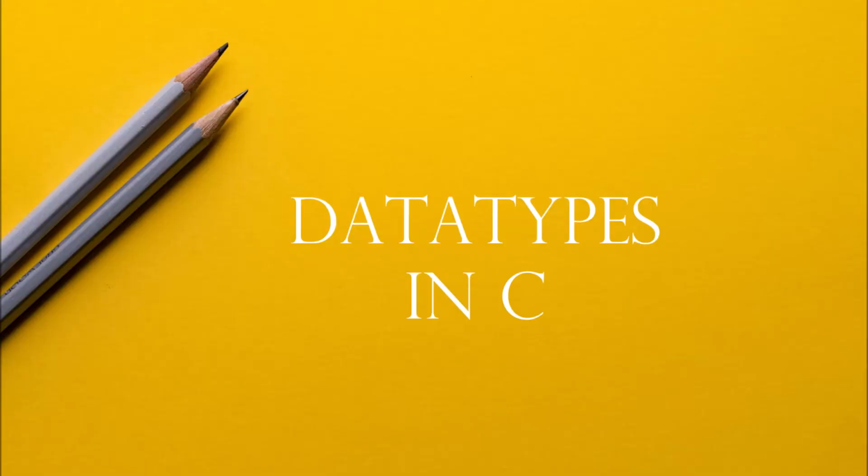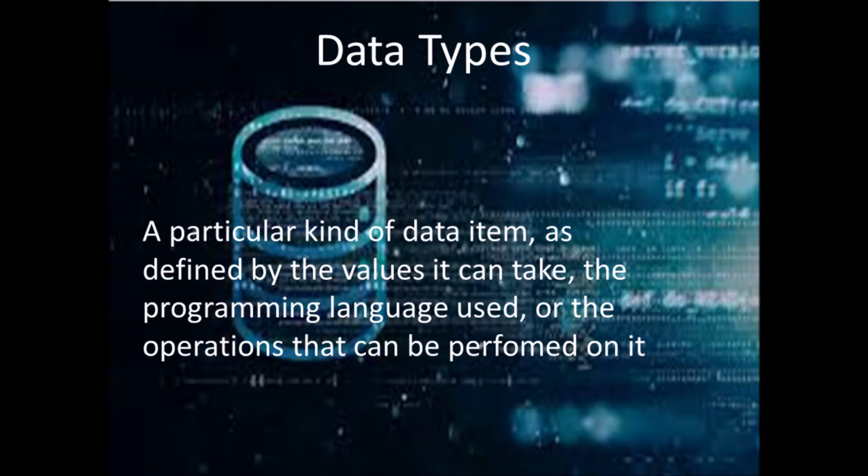In this video, we are going to discuss data types in C. Before discussing the different data types in C, first let us understand what we mean by a data type. On your screen, you can see an image which gives the definition of data type. But don't get confused, let me help you in understanding the definition in simple terms. Data type simply means the type of data we want to store.